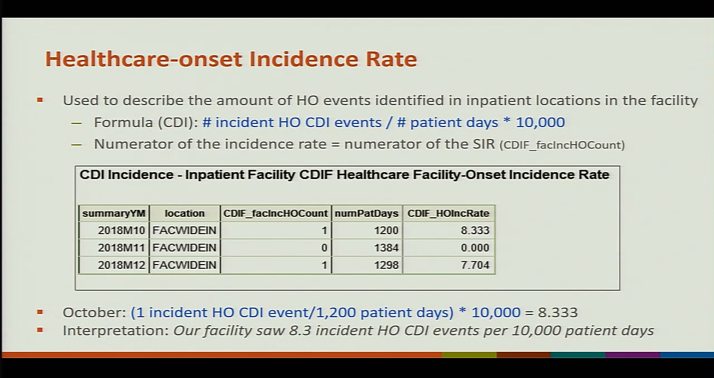So looking at this example here, we have a monthly incidence rate for October, November, and December. And if we focus in just on October's data, we can see this facility identified one healthcare onset CDI event, and they reported 1,200 patient days. So this gives us a rate of 8.3. And we would interpret this rate saying that our facility saw 8.3 incident healthcare onset CDI events per 10,000 patient days.